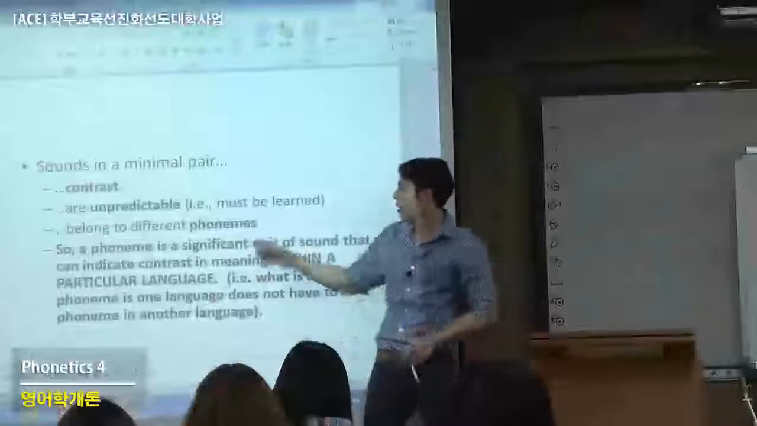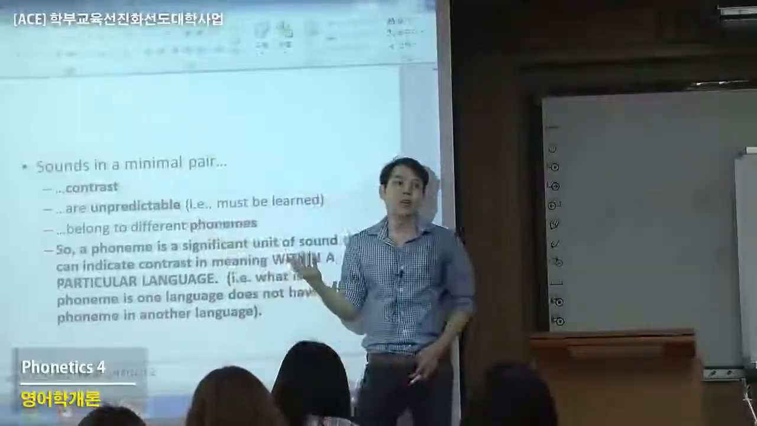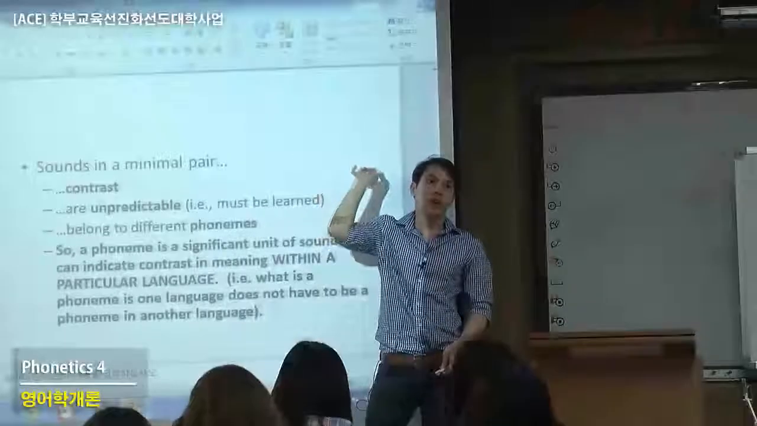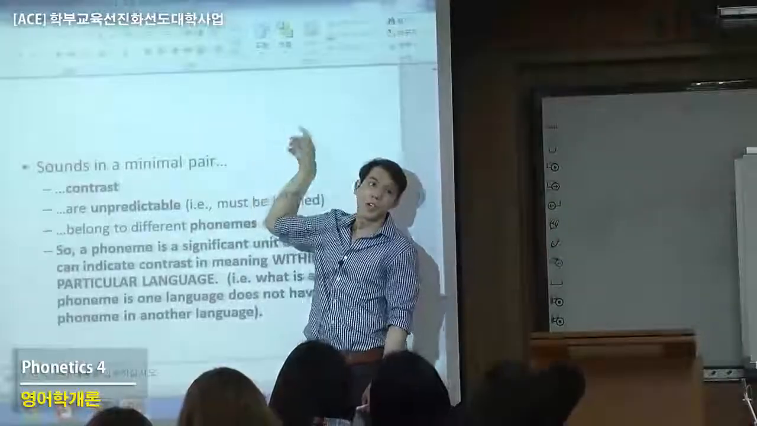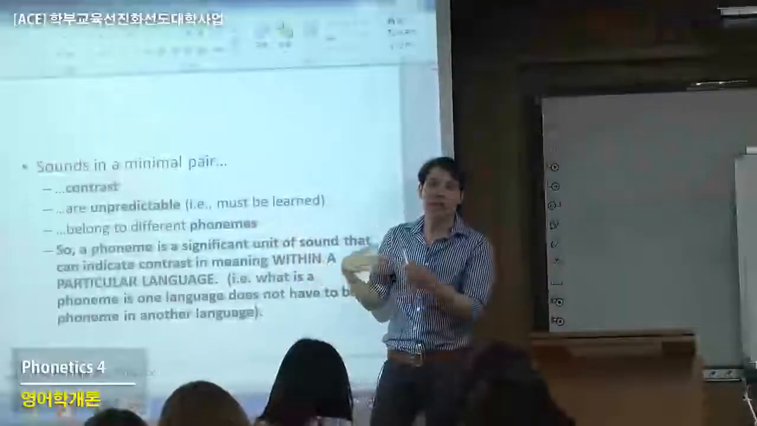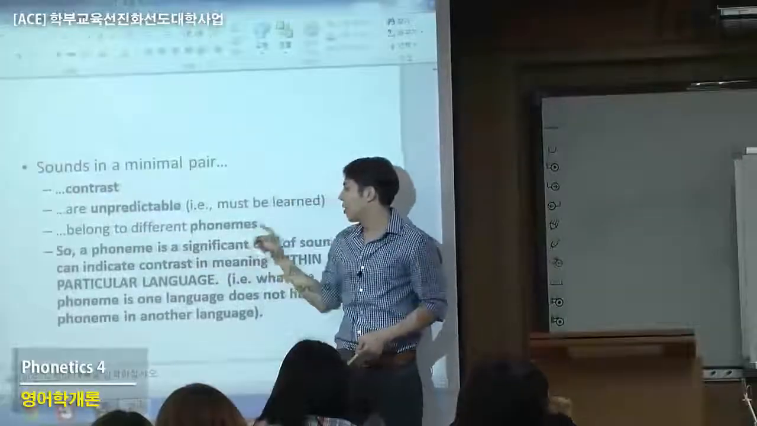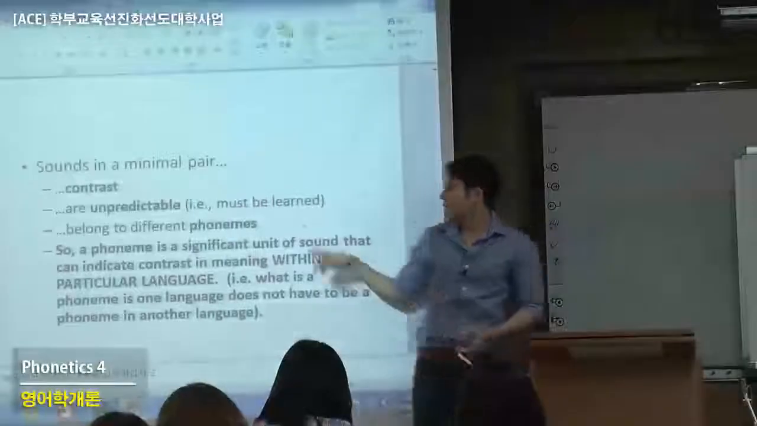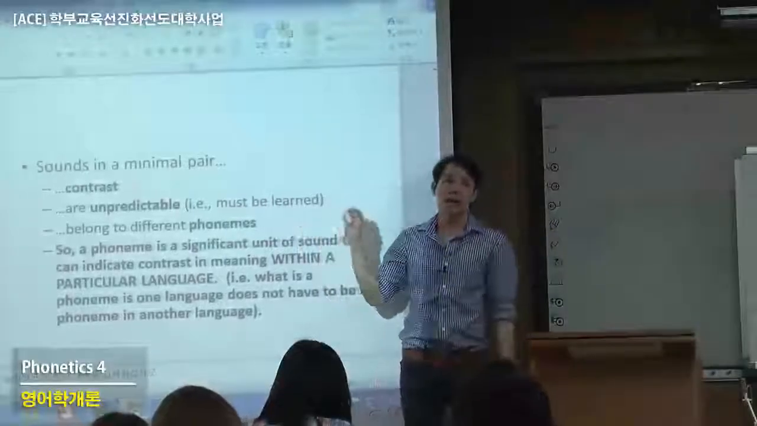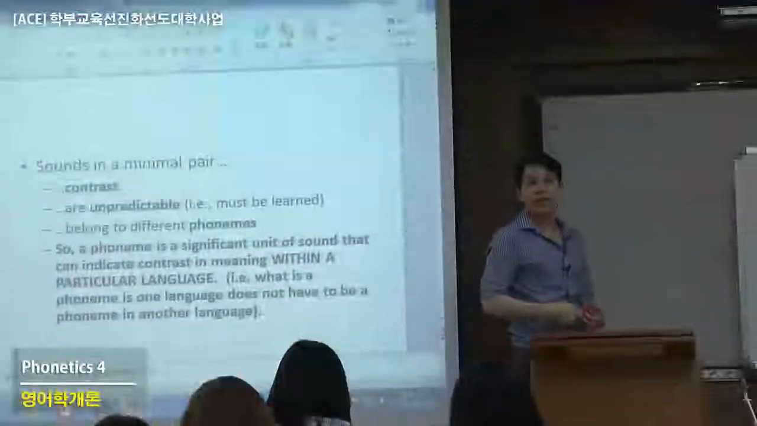They are contrastive, they are unpredictable. They must be learned, okay? You cannot tell where N will occur. You cannot tell where M will occur. You cannot tell where the p-up or b-up will occur because they can occur everywhere, okay? They belong to different, what we call phonemes. This is a new word for you. So a phoneme is a sound that can make meaning different, an important sound that can make meaning different.